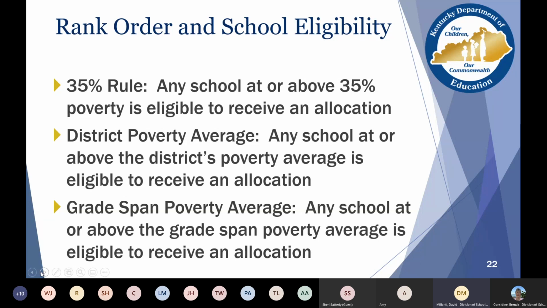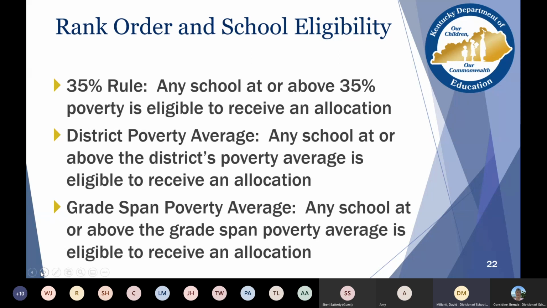Or you could use grade span poverty average, particularly if you're using grade span grouping. And if that grade span poverty average is 65%, then any school in that grade span at or above 65% could receive an allocation. So again, this is just a cutoff point where you're making a decision that, okay, this is the lowest level that we can serve, lowest poverty percentage where we can serve schools with an allocation.